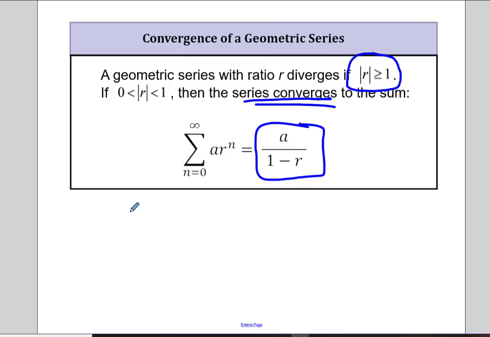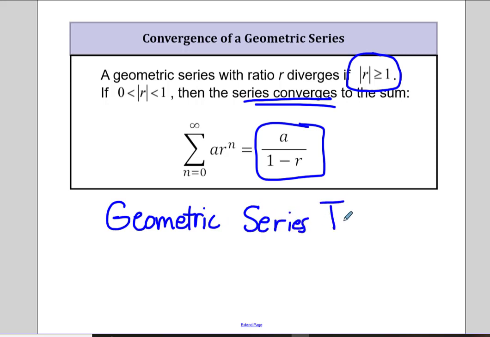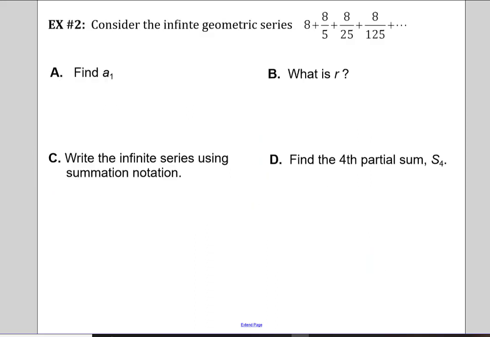Let's call this the geometric series test, because often through this unit you'll see me write GST for geometric series test, and we'll see this again in our second lesson. Just make a note of that. And then on to example 2.